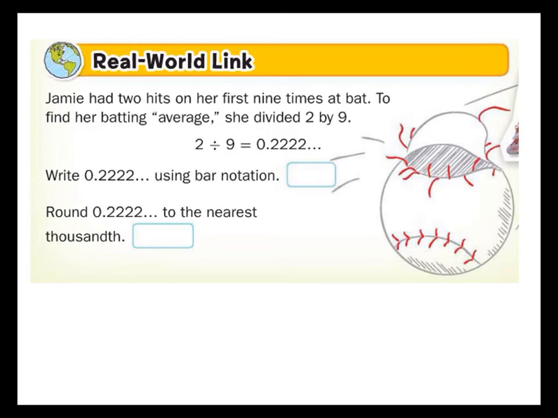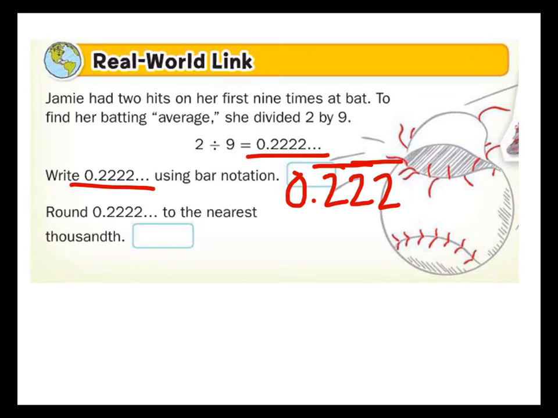So Jamie has 2 hits on her first 9 times at bat. To find her batting average, she divided 2 by 9, which would be correct, and this is what she gets, okay? If we wanted to write this using bar notation, what would it be? 0.2 repeating. Now again, if you wrote 2 2s repeating, you're still good. Or 3, even better, okay?